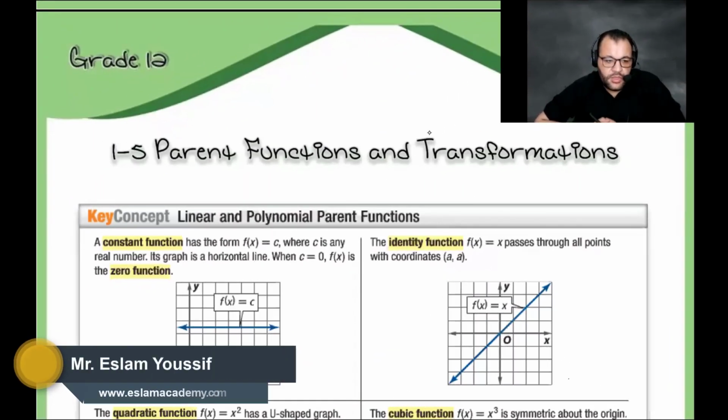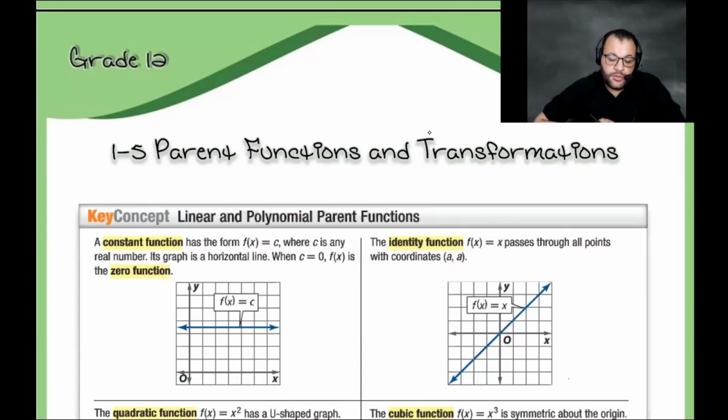We're talking about the parent function and transformation. I think that we finished this lesson in Algebra 1, but we will revise and we will add some more points for pre-calculus. The first function that we have is the constant function.